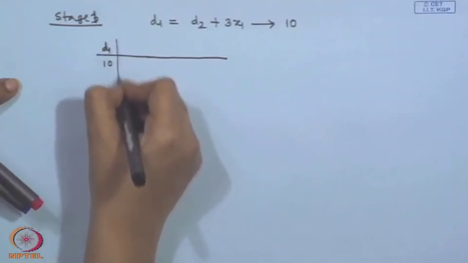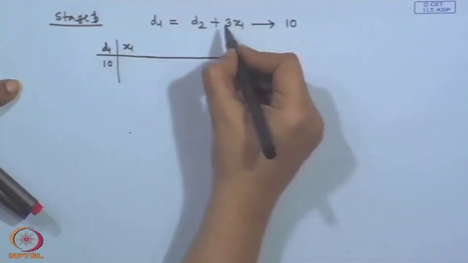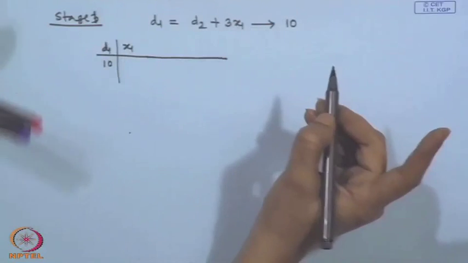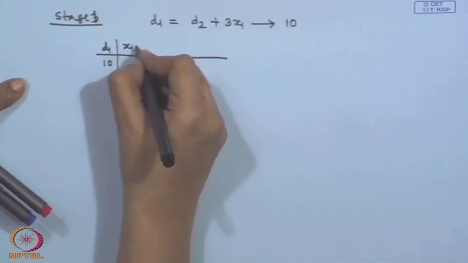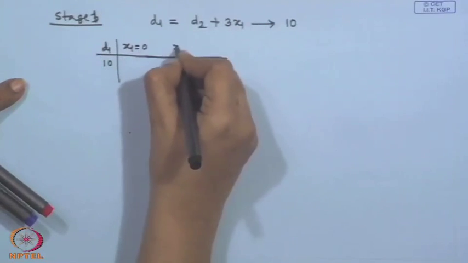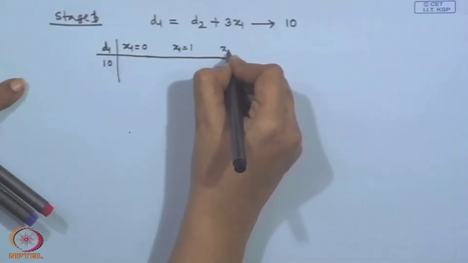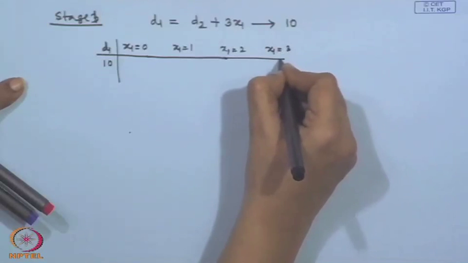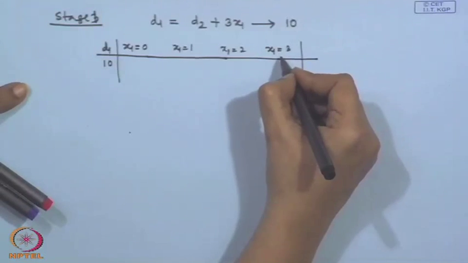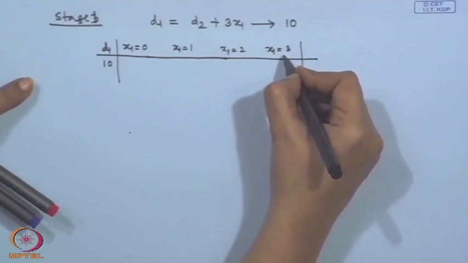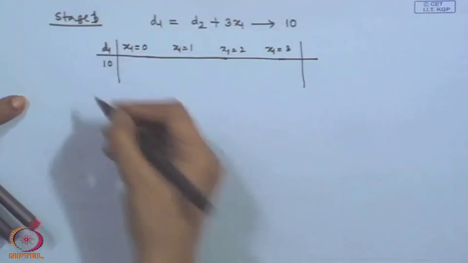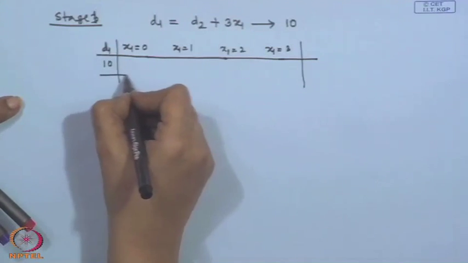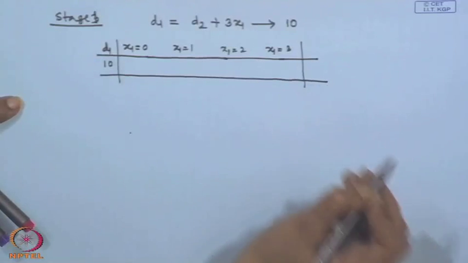Now, once D1 is 10, what about the value for x1? Each food pack is 3 kg, that is why x1 could be 0, 1, 2 and even 3, because if I consider 3 food packs, at most it would be 9 kg. Okay. Now, let us see the whole situation in this stage.